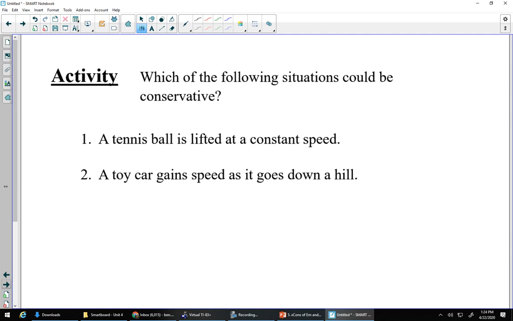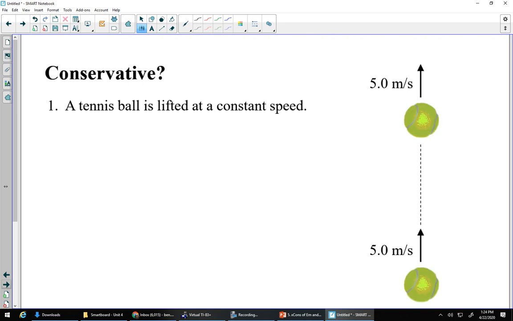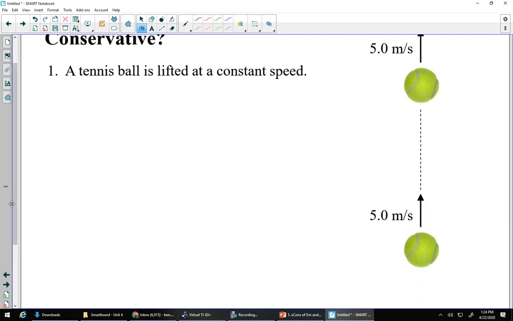So situation 1, where a tennis ball is lifted up at a constant speed, or situation number 2, where a toy car gains speed as it goes downhill. Only one of these two situations is going to be conservative, right? So let's think about that. Mechanical energy has to be conserved. So let's think about my initial, I'm going to say is at the bottom, and my final is at the top.